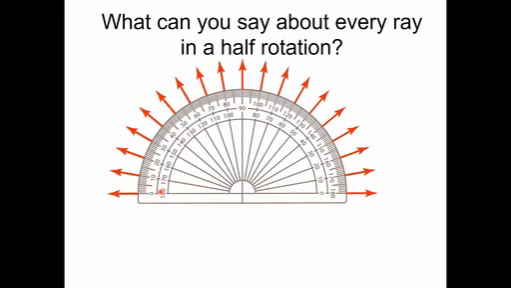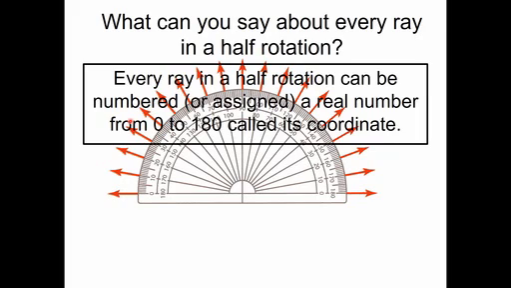Well, let's get into them one at a time. What can you say about every ray in a half rotation? So every ray, the ones pictured and also the ones that are not pictured. Remember, there's an unlimited number of rays. Every ray in a half rotation can be numbered with a real number from 0 to 180 called its coordinate. You don't have to memorize this. It's just the ideas that you have to get straight here. So all it's saying is every ray here has a real number, and it'll start at 0, and then there's a 1 and a 2 and a 4.5 and a 9 and a 10 and so on, all the way over to 180, because it is a half rotation.